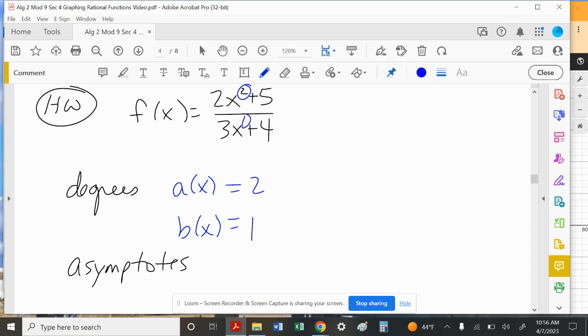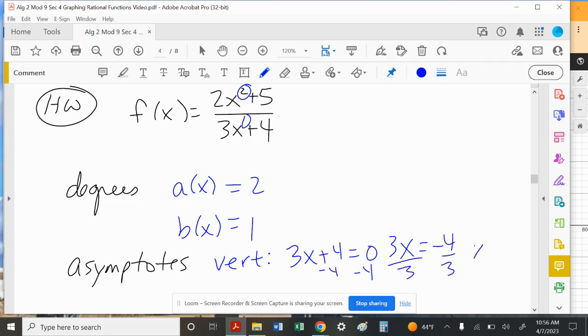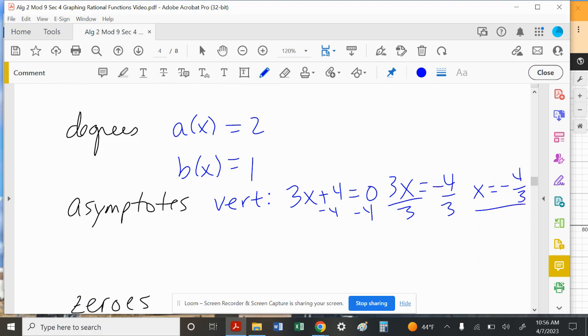Okay, asymptotes. We have a vertical asymptote located at 3x plus 4 equals 0. Subtract 4. So 3x equals negative 4. Divide both sides by 3. X equals negative 4/3. Okay, so that's where our vertical asymptote is. We have no horizontal asymptote. We do have an oblique asymptote. So the reason why I know we have an oblique asymptote is because the numerator's degree is 1 greater than the denominator's.